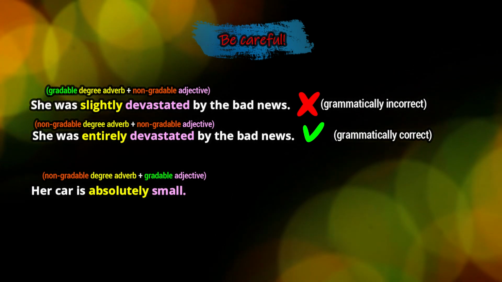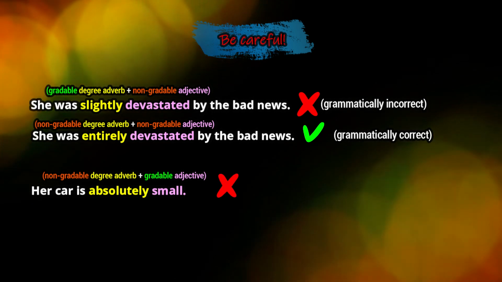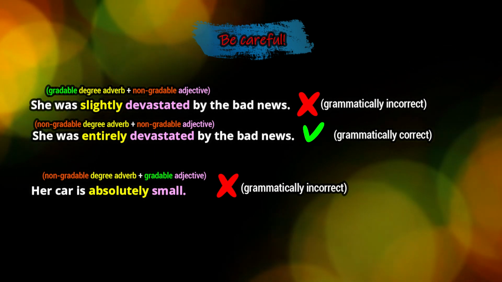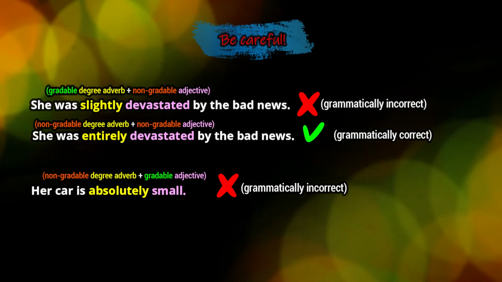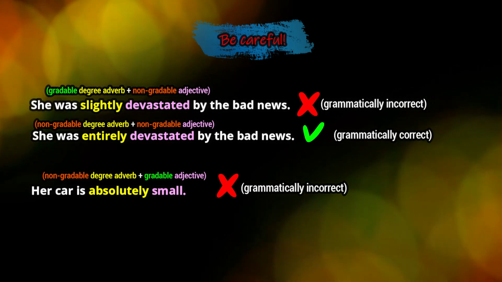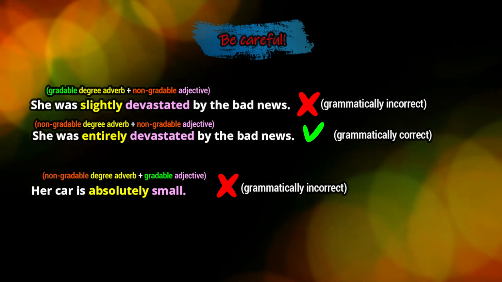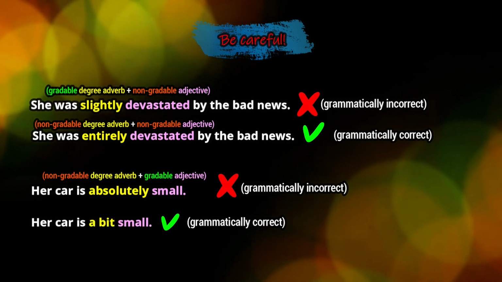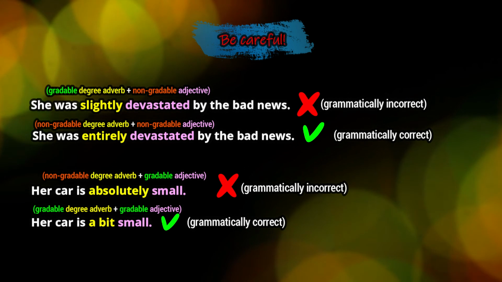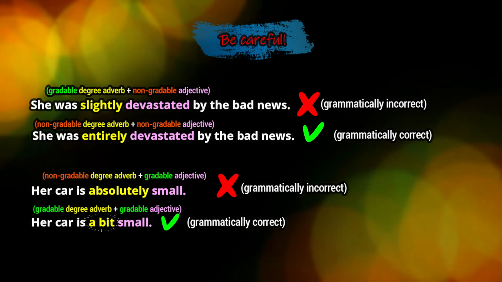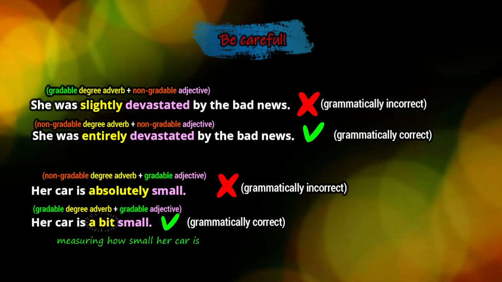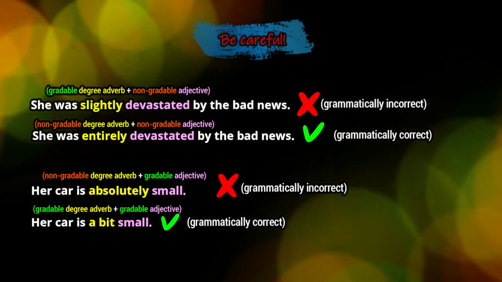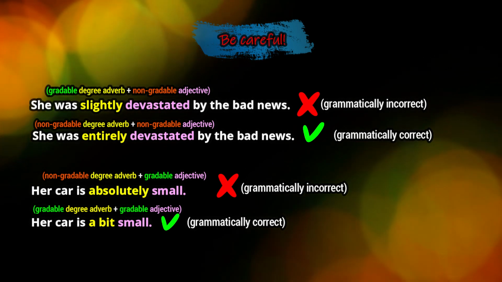This is similar to the first example that I used to show you what was grammatically incorrect and how native speakers sometimes use the language like this. So make sure you use these words the correct way. Like this example: her car is a bit small. So the gradable adverb "a bit" is measuring how small her car is. It's modifying the gradable adjective "small." Got it?